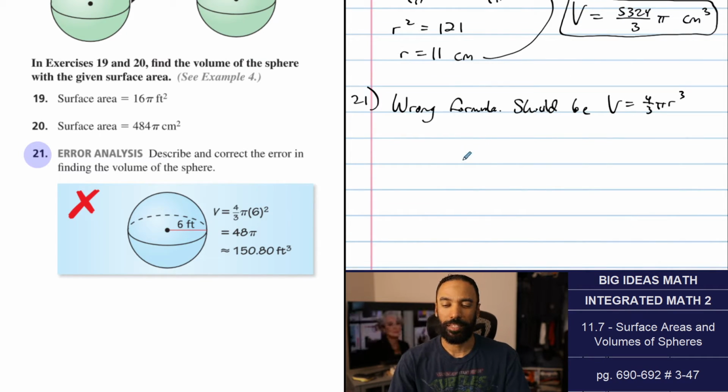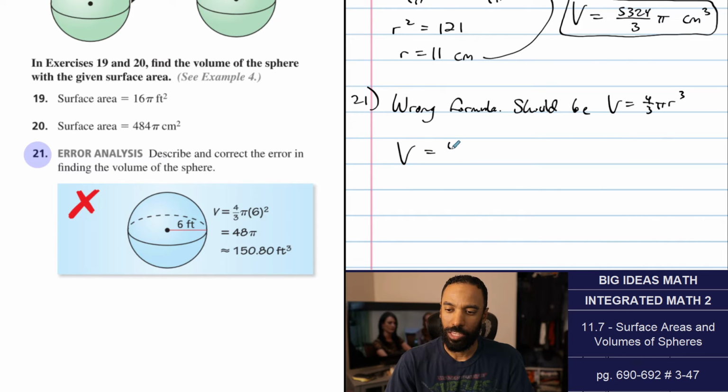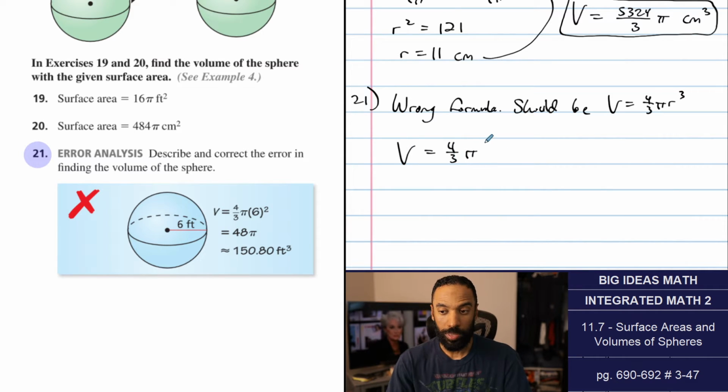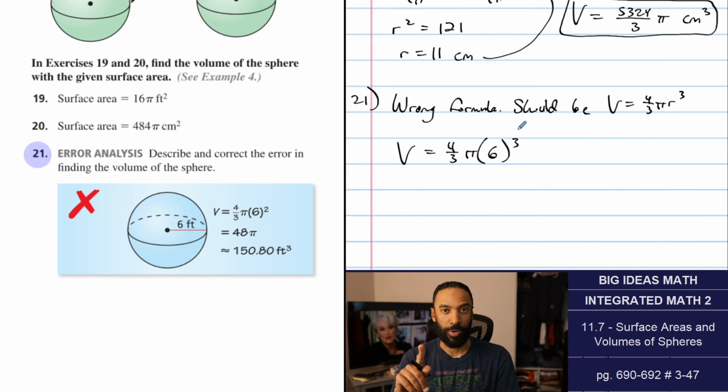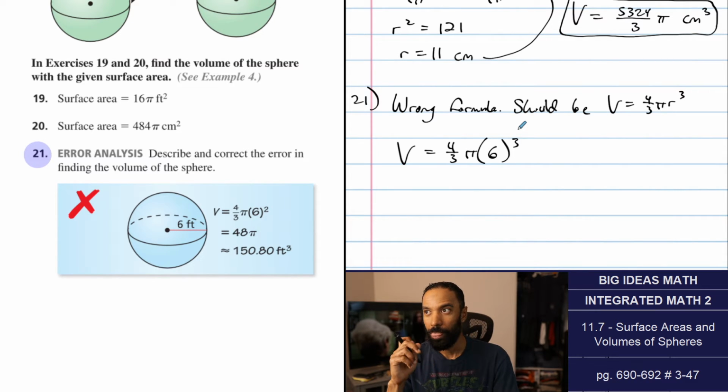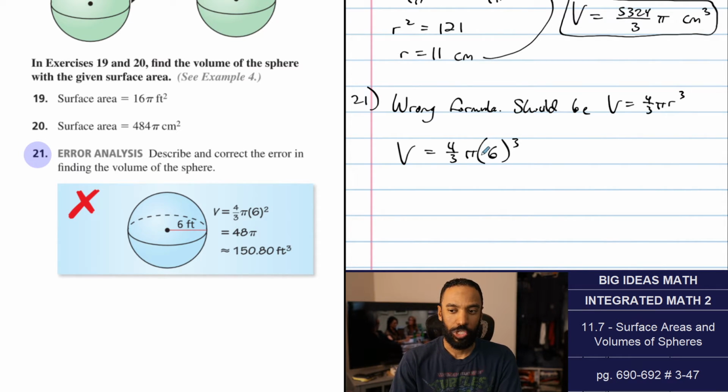So let's go ahead and correct that. Let's do the cubing. So the volume is 4/3 pi. They used the radius. The radius is 6 feet. So we're going to cube that guy. 6 cubed is 216. 216 can divide by 3. This is the first one. You get 72. And 72 times 4 is 288. So if I'm correct, this would be 288 pi.